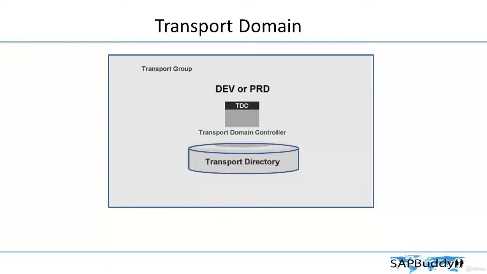In these cases, the best possible way is to select the productive system as the domain controller, because your productive system will always have high availability, high security, as well as high maintenance. But in a practical scenario, if you are implementing an SAP system in the initial stage, you may not install the productive system in the first stage itself.